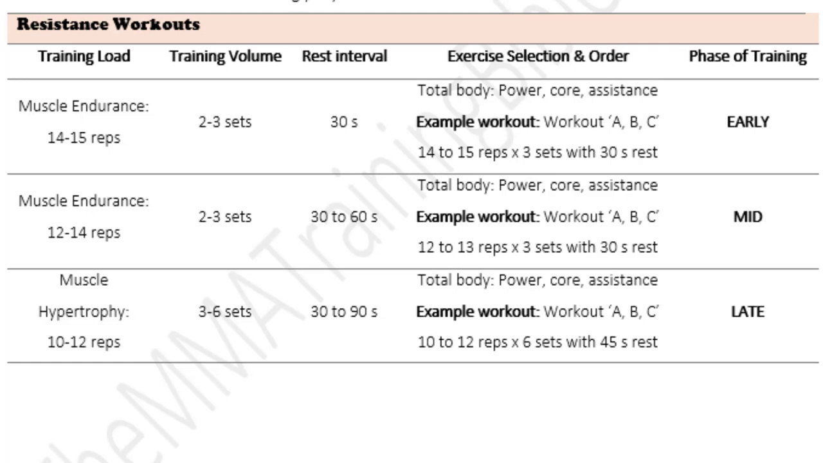Now, as you can see, the bottom half of this table shows resistance training workouts. The headings include, as you can see, training load, training volume, rest intervals, exercise selection and order, along with the sample workout, followed by the phase of training again. Now, the training load, it's important to note as we'll use this as a goal in our fight plan, and we're going to talk more about this shortly.